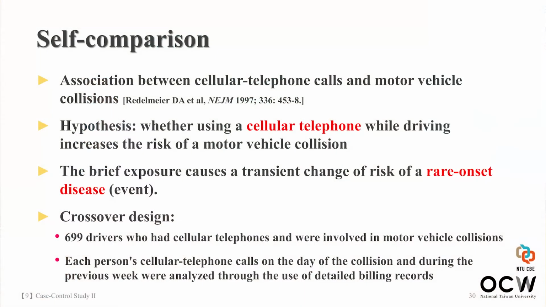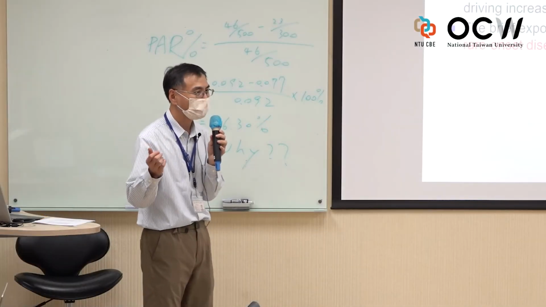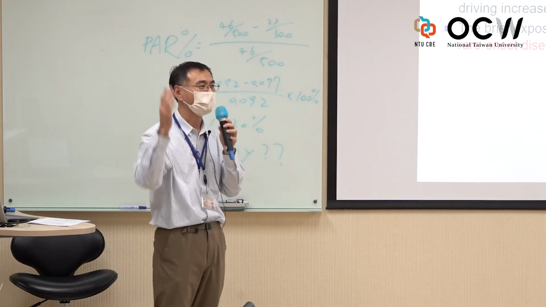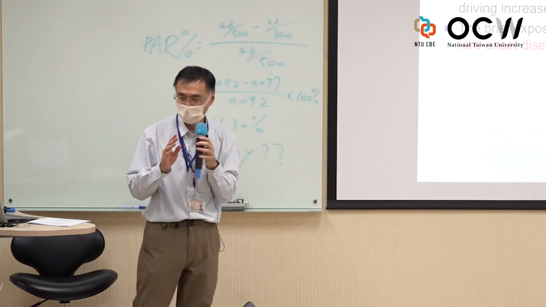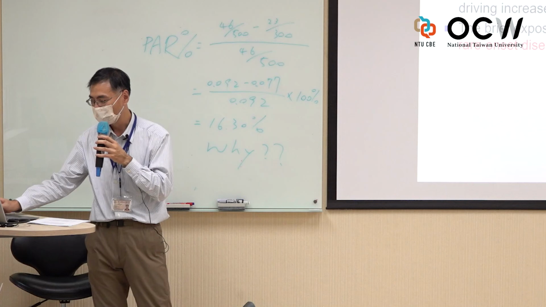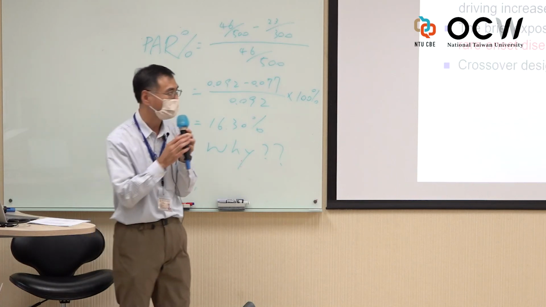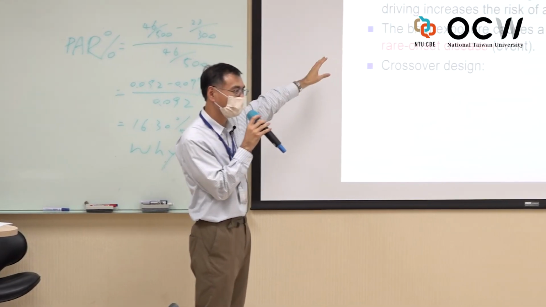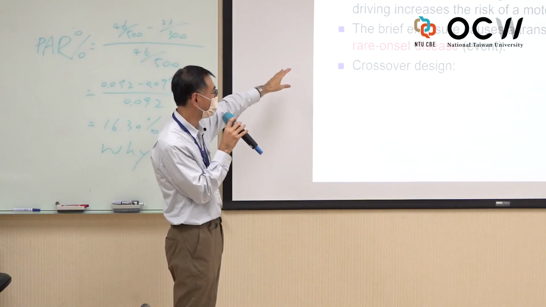The brief exposure caused a transient change of risk of a rare onset disease event. So if you hang up and it's back to normal, and then it rings, the risk should drop a lot, right? So it's a typical or perfect situation like what I said before as the background. So this is definitely what is supposed to be used for self-comparison, right?